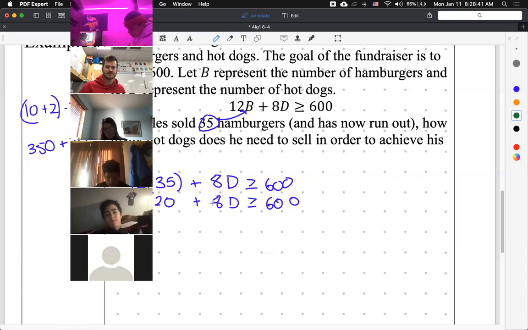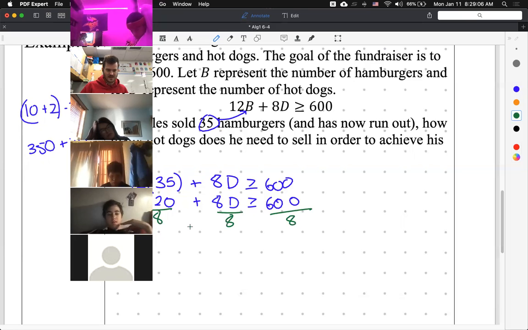Oh, you would divide by 8 on both sides. Would you divide by 8 on both sides or subtract it? You would divide by 8 on both sides, right? Yeah, so every single thing can be divided by 8. So all 3 of these: divide by 8, divide by 8, divide by 8.